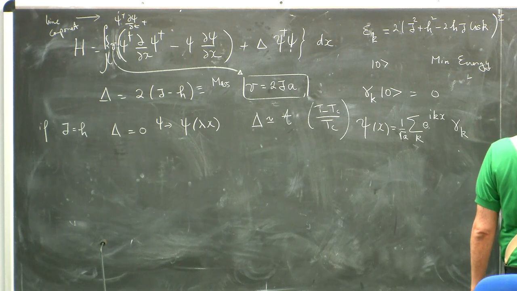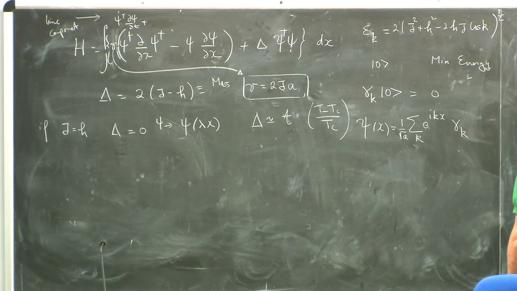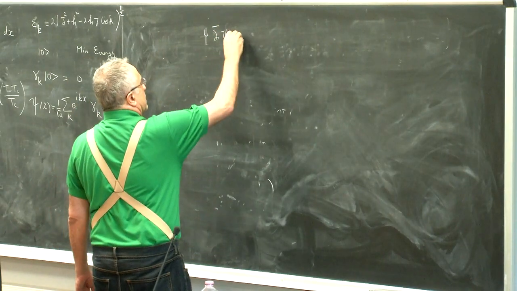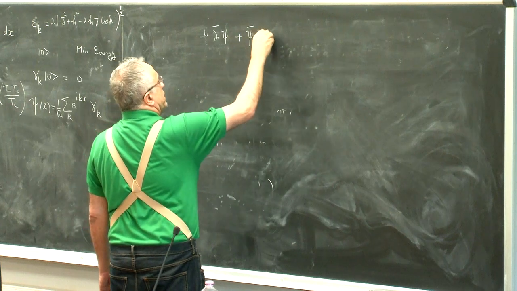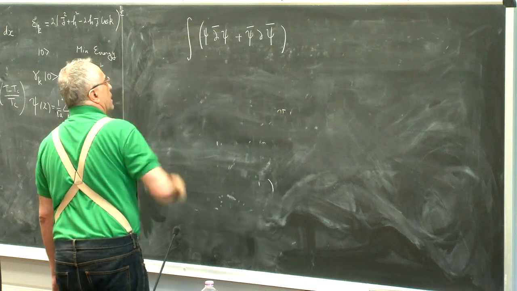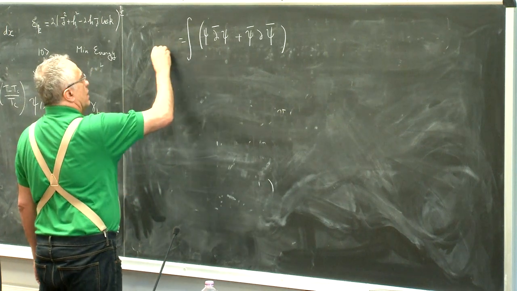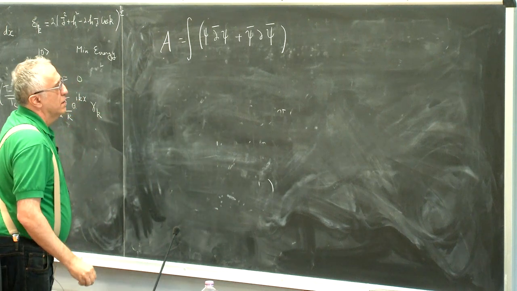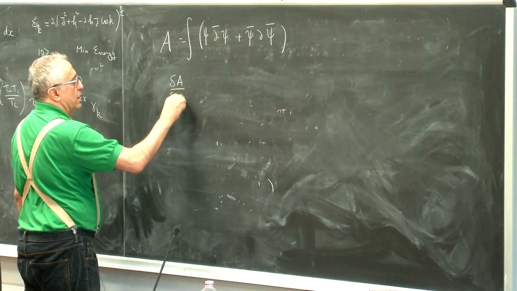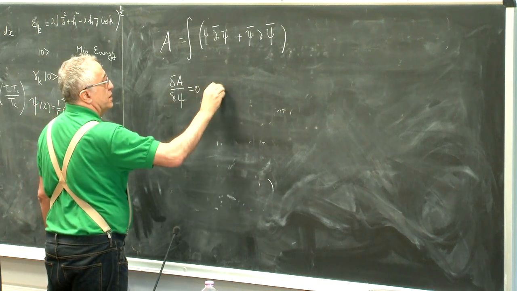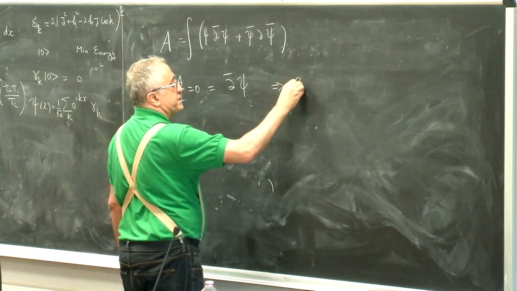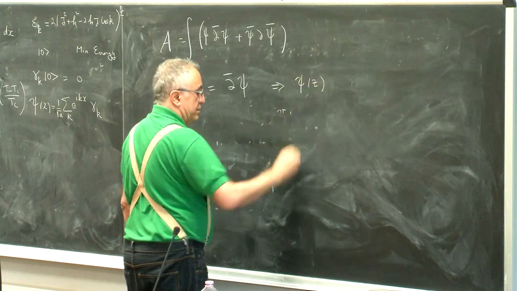So, epsi d bar epsi, and psi bar d psi bar. And the variation with respect to epsi gives me the equation of motion, which implies that epsi is only a function of z.